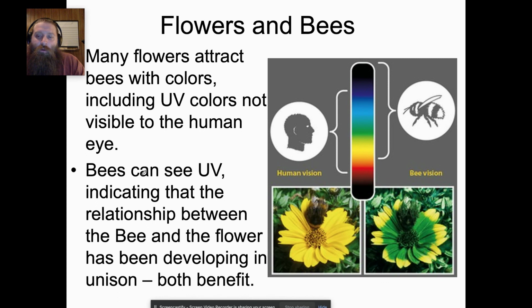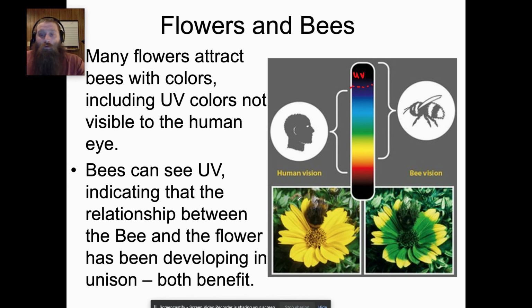Well, one of the things that we know about bees is the view that a bee has of the universe, their vision, is on a different wavelength from our own. They can actually see up here in the UV region of the electromagnetic spectrum. We can't see those UV colors, but they can.